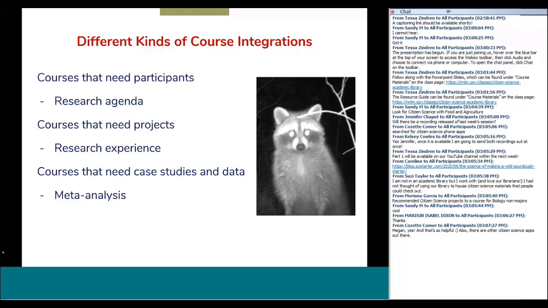So usually this support looks like helping to find a range of projects that will all work well for an existing course assignment, providing customized library instruction, and then connecting them with other faculty on campus who are either integrating citizen science in their own teaching or in their research. And then finally, there are courses that need case studies, but designing or participating in the project isn't necessarily their end goal. So this can look a lot like meta-analysis.